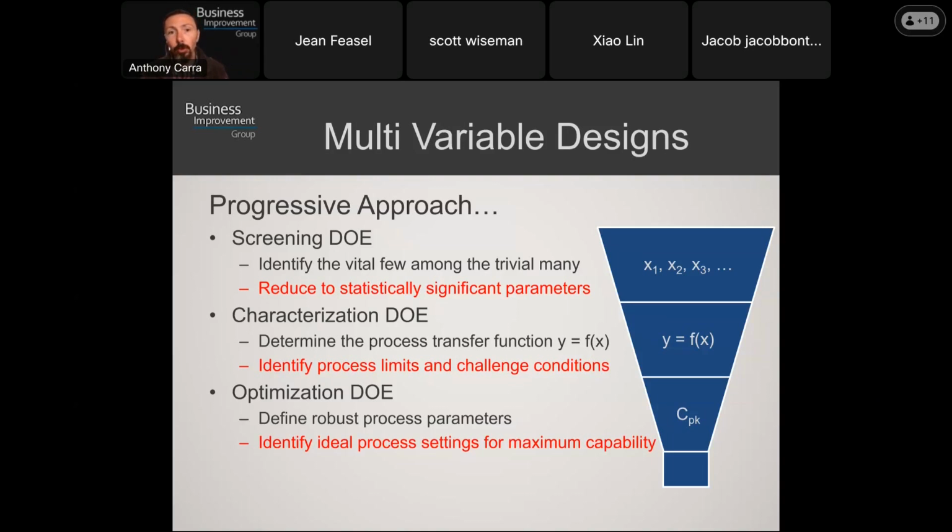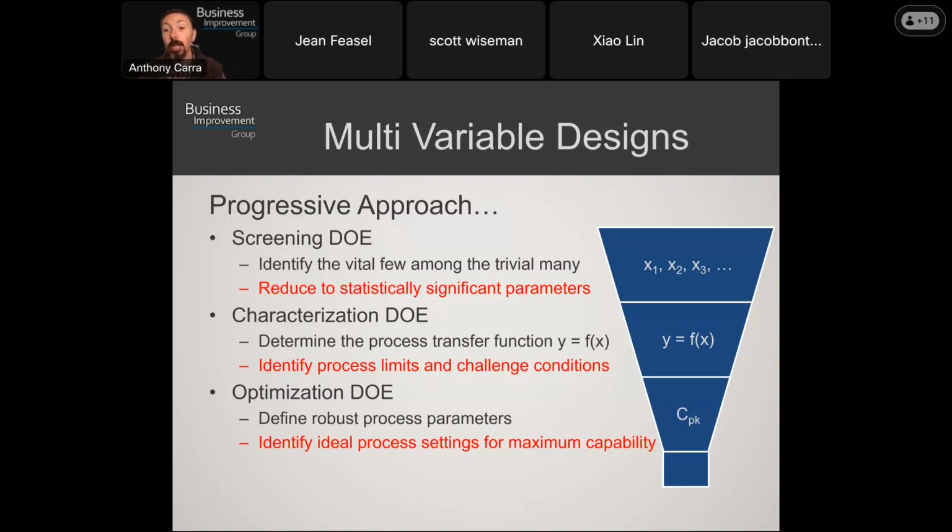This helps me weed through and identify the vital few among the trivial many, right? We have a lot of factors and inputs, but you'll often find that maybe not all of them are critical. Maybe some of them we could have at fixed settings, but then there's only a few that we need to adjust to achieve a particular goal. Once we've reduced our model to only the statistically significant parameters or input factors, we could then move on to characterization.